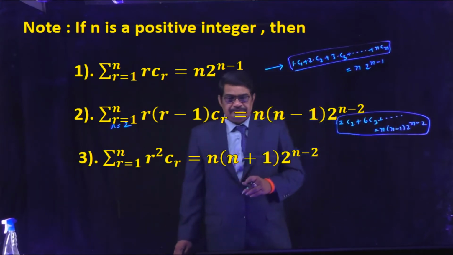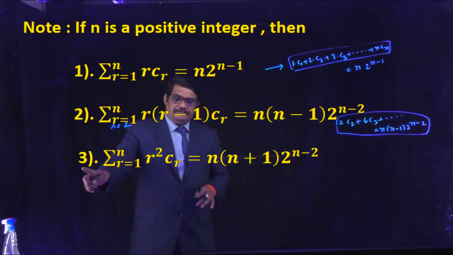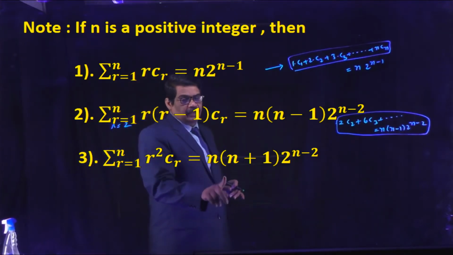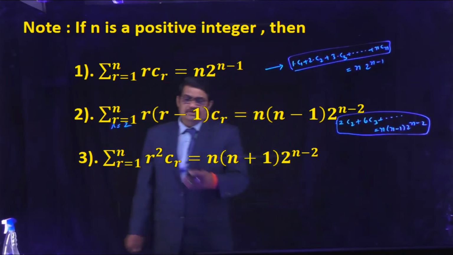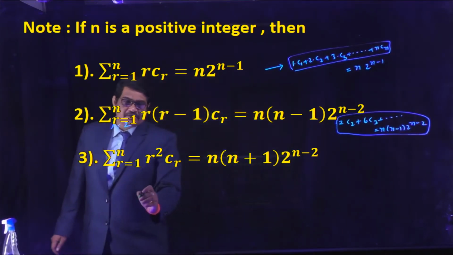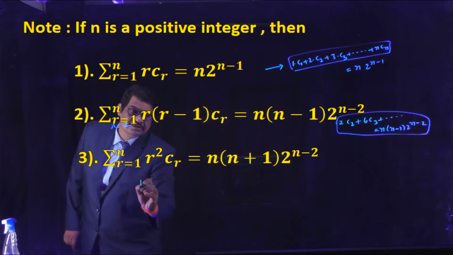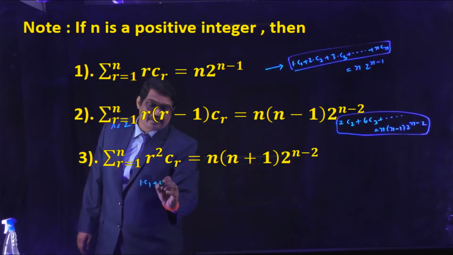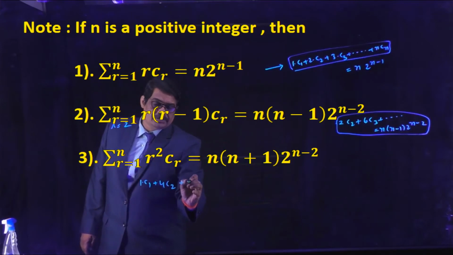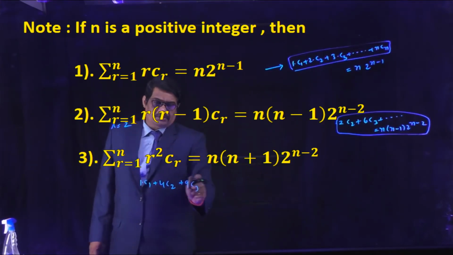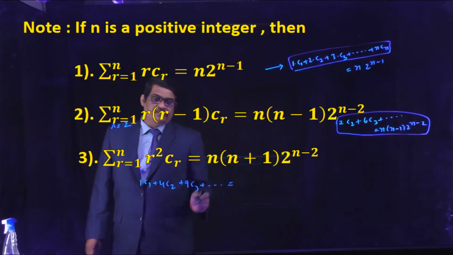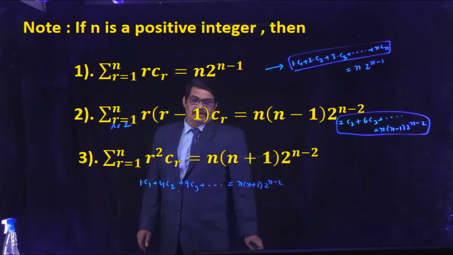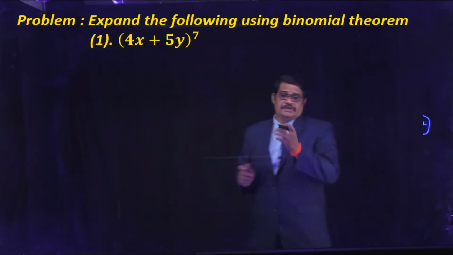Okay. Next, the third result is sigma r is equal to 1 to n, r square into Cr, is equal to n into n plus 1 into 2 to the power of n minus 2. In this expansion, the series is 1 into C1, that is r is equal to 1, 1 square is 1, 1 C1, then 2 square, that is 4, C2, then 3 square, 9, C3, and so on. This expression value is n into n plus 1 into 2 to the power of n minus 2.